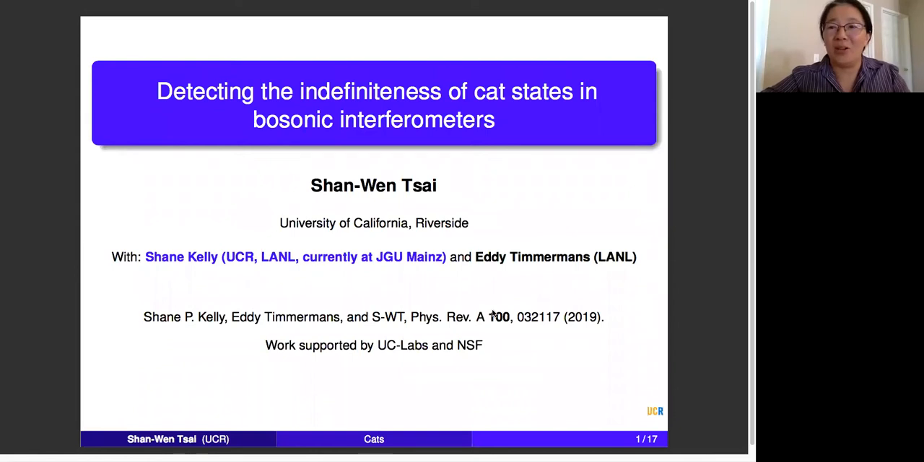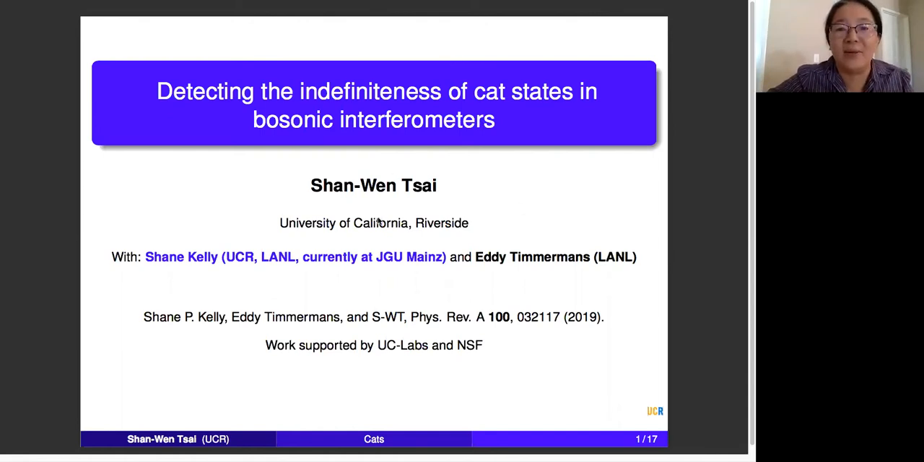So I'm talking about cat states, Schrödinger cat, and in particular macroscopic cat states, states in a quantum superposition. The question I want to address is how to experimentally measure, detect, whether this macroscopic state is really in an indefinite state, where there's a property that is not defined, it's a superposition, or whether this state is in a mixture of, say, individual atoms in definite alive and dead states.